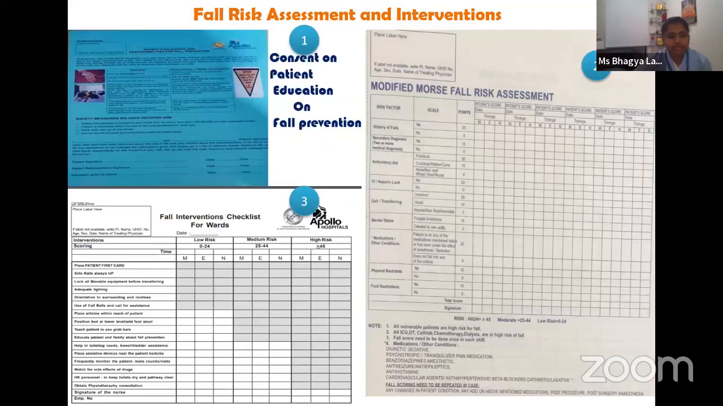We always have to keep side rails up, lock all movable equipment, ensure adequate lighting, and orient the patient to the room so that he will not touch whatever is nearby. Place articles within reach of the patient, keep the bed always low, teach the patient what to do and what not to do, educate the patient and family, help the patient with toilet needs, give a physiotherapy consultation, visit the patient continuously, and inform the housekeeping person when we are mobilizing such patients. The pathway should be clear. It should not be a wet floor. Next slide.